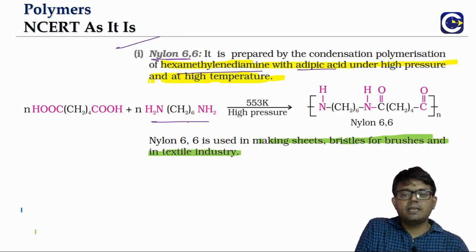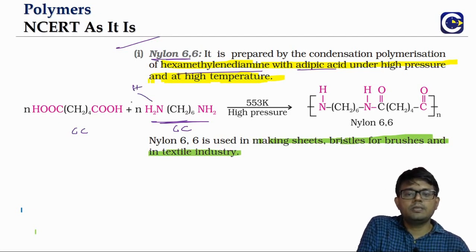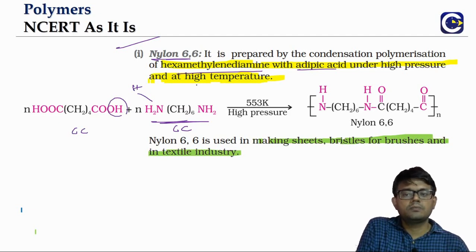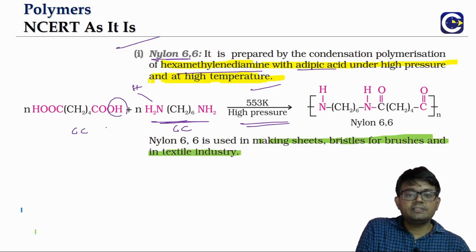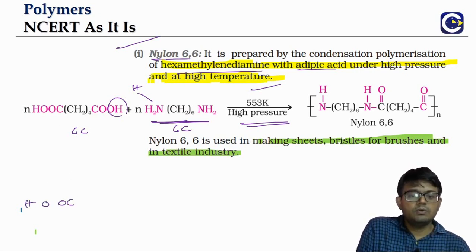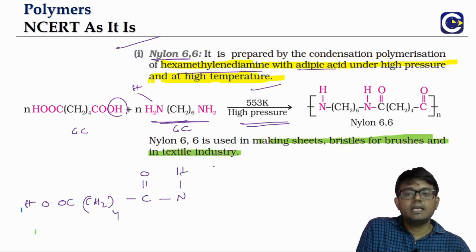Hexamethylene diamine has 6 carbons. Adipic acid is also 6 carbons. Condensation means that from the NH2 group, hydrogen will be removed, and from the acid, OH, water is removed. At high pressure and a temperature of 553 Kelvin, we will have condensation. This is also step growth. After the first step of condensation, what happens? This side we will have COOH as it is, CH2 four times, CONH, this is an amide, CH2 six times, NH2.